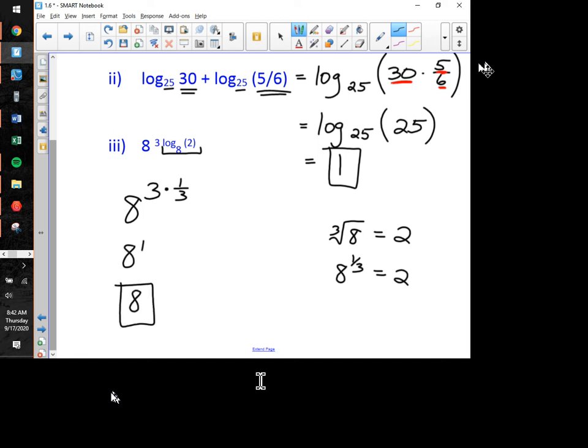and our answer here is just going to be 8. Another way of doing that would have been to reverse the power property and get rid of that 3 and make it an exponent there on the 2. So this now would have become 8 to a power of log base 8, and 2 to the 3rd is 8. Well, log base 8 of 8 is 1, and that ends up just equaling 8 as well.